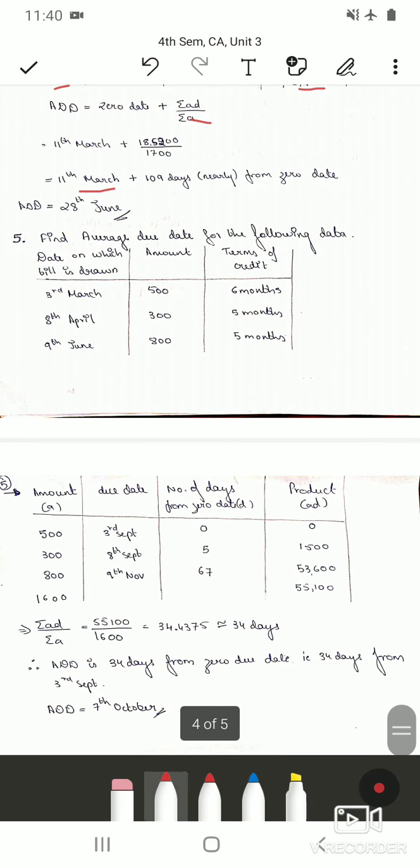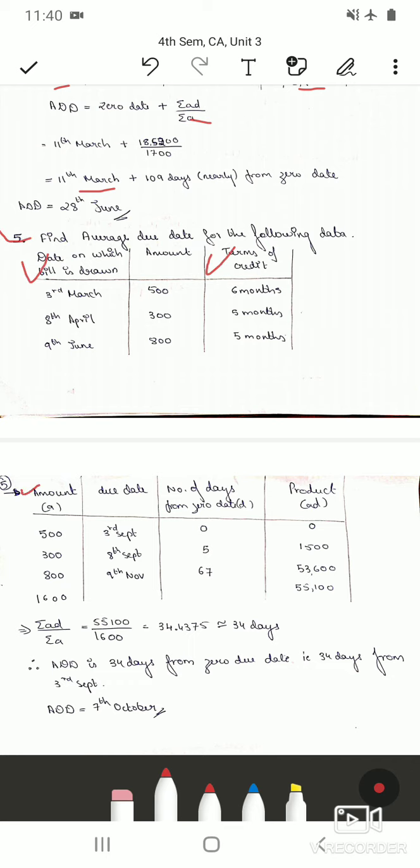So the fifth problem is, find the average due date for the following bills. The date on which the bill is drawn, the amount, and the terms of credit are given. So be careful: here they have given the date on which the bill was drawn and they have given the terms of credit. They have not directly given the date on which the bill was due. You have to calculate the due date.